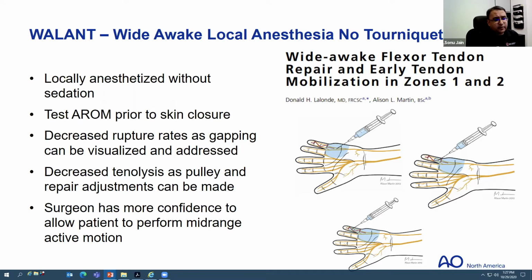And this set of three pictures here shows how Don Lalonde injects the hand and goes from proximal to distal and goes through the already injected site to really infiltrate the lidocaine with epinephrine into the hand. Again, he has written a lot about this, and you can look up his technique on how to do that, including videos.